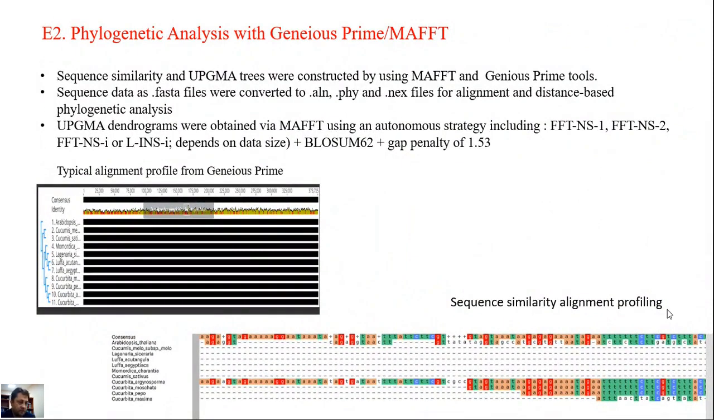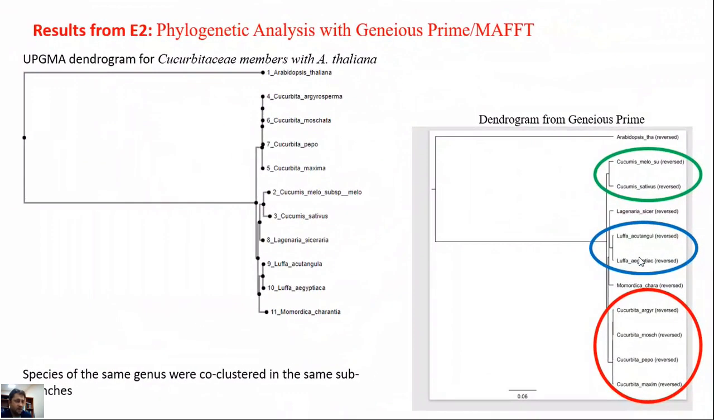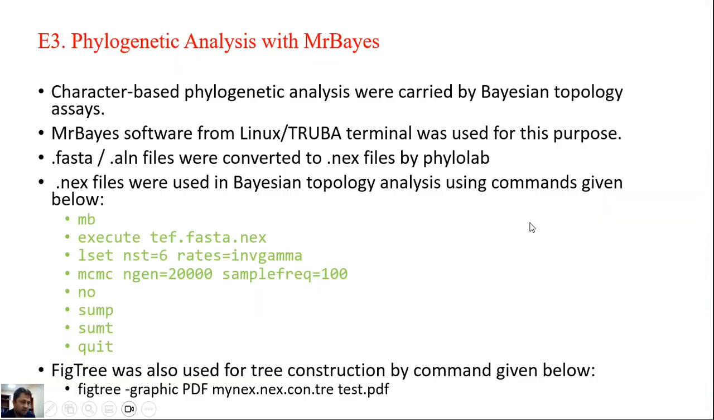And the second analysis was carried out primarily with MAFFT software. Sequence similarities and UPGMA-based trees were constructed using Geneious Prime and MAFFT software. FASTA files were converted to Align, Phylip, and Nexus files by using online tools, and then subjected to the command terminal commands of the MAFFT software. And then we get UPGMA-based dendrograms, and we can easily follow that species of the same genus were co-clustered in the same sub-branches from the two different dendrograms.